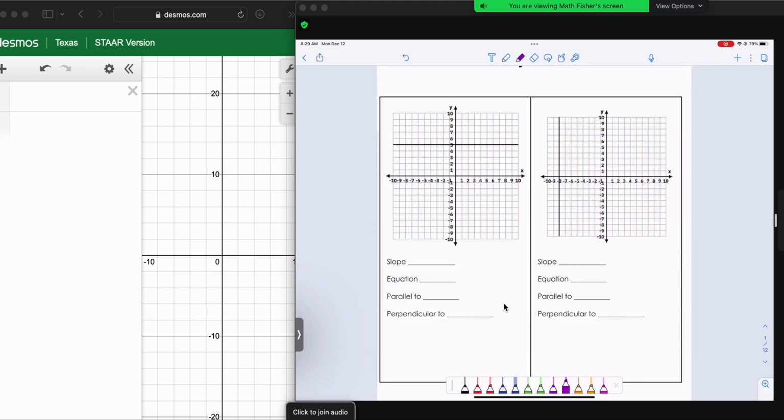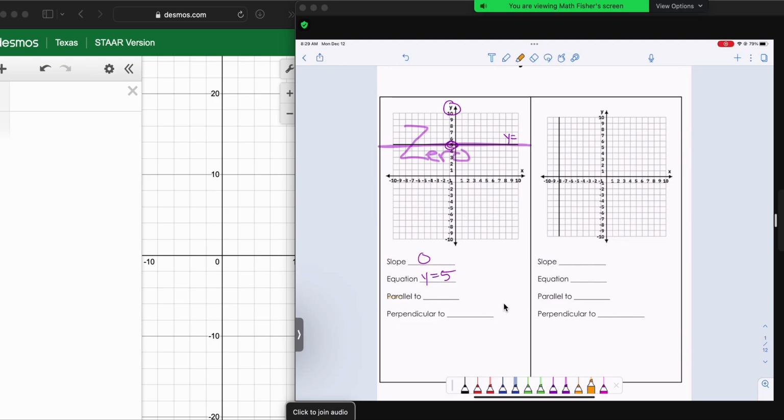First, you have this line right here. The slope of this line will be 0. You can make a z with it, 0. Slope is 0. The equation is touching the y-axis, so it's going to be y equals 5. Y equals 5.